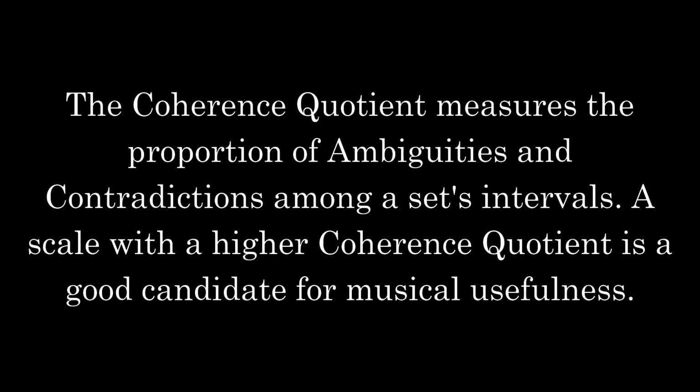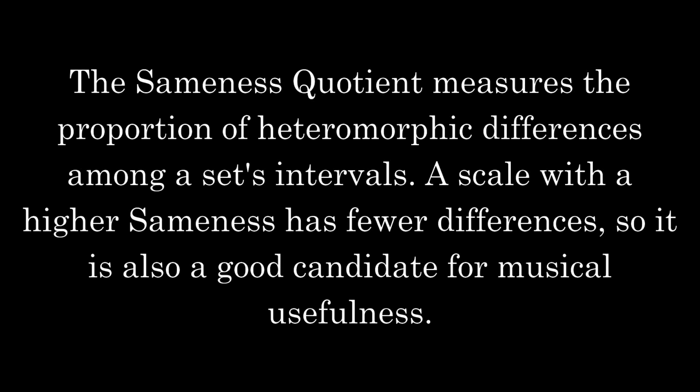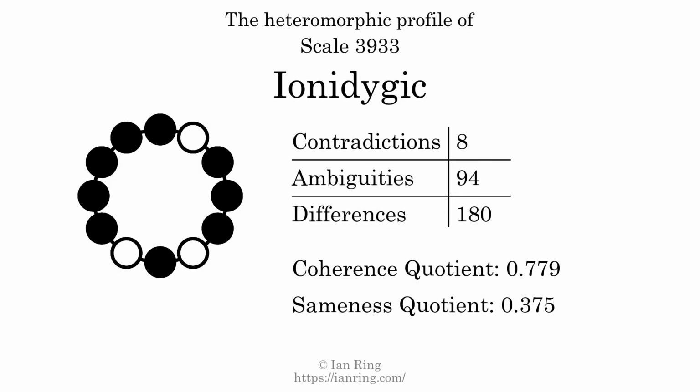The coherence quotient measures the proportion of ambiguities and contradictions among a set's intervals. A scale with a higher coherence quotient is a good candidate for musical usefulness. The coherence quotient is 0.779. The sameness quotient measures the proportion of heteromorphic differences among a set's intervals. A scale with a higher sameness has fewer differences, so it is also a good candidate for musical usefulness. The sameness quotient is 0.375.